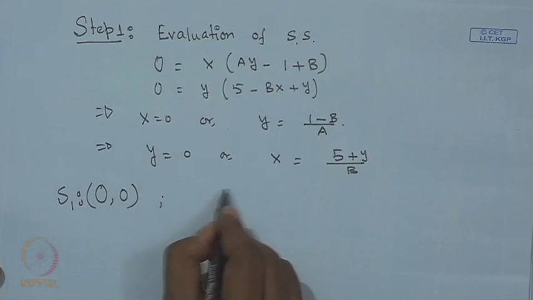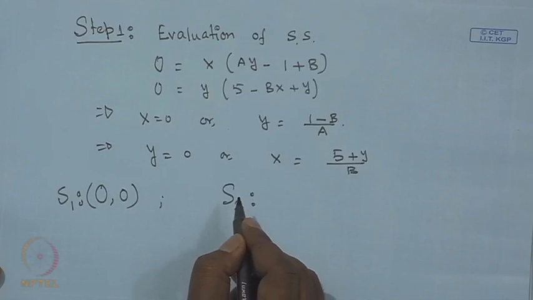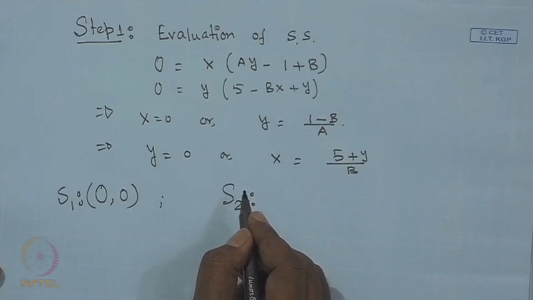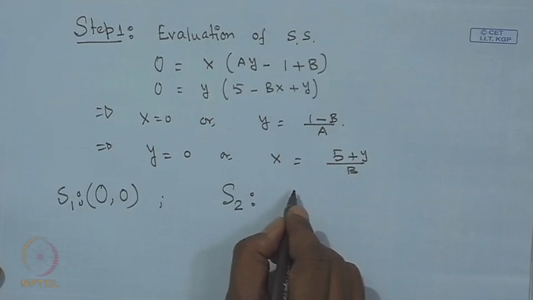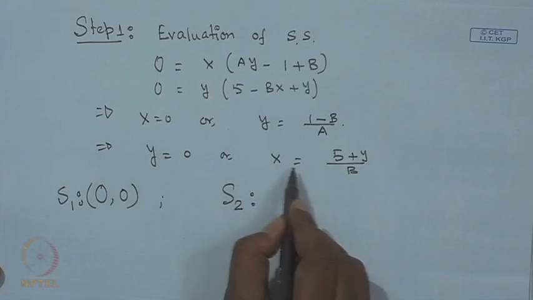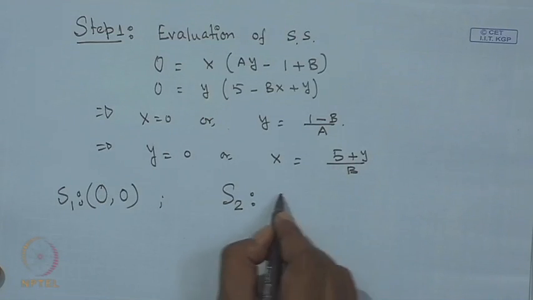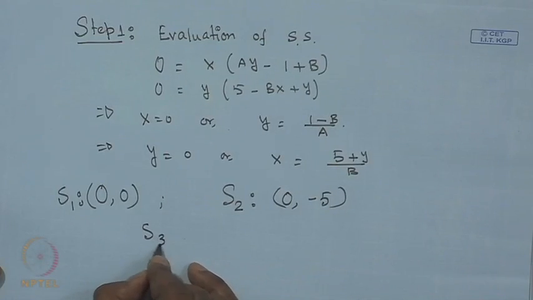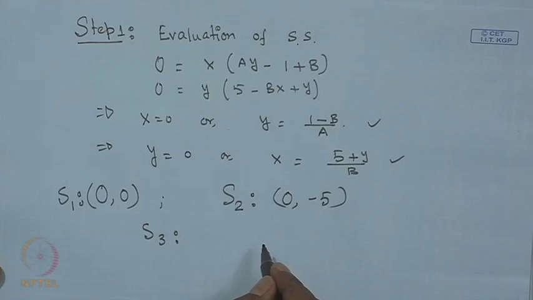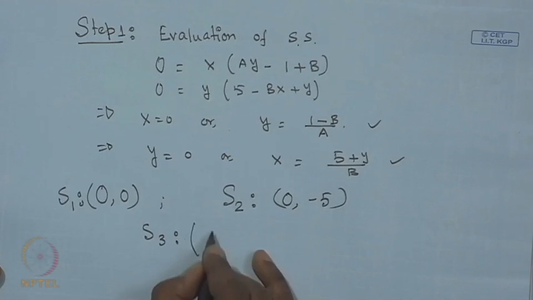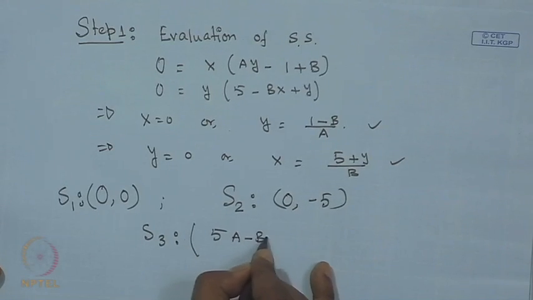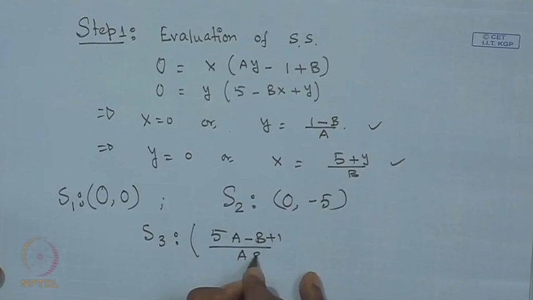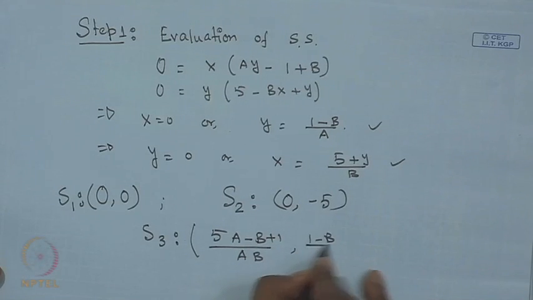So, (0, 0) is one steady state. If x = 0, you can get y = −5, so (0, −5) is another steady state. And by solving these two equations, one can get the third steady state, which is ((5a − b + 1)/(ab), (1 − b)/a).